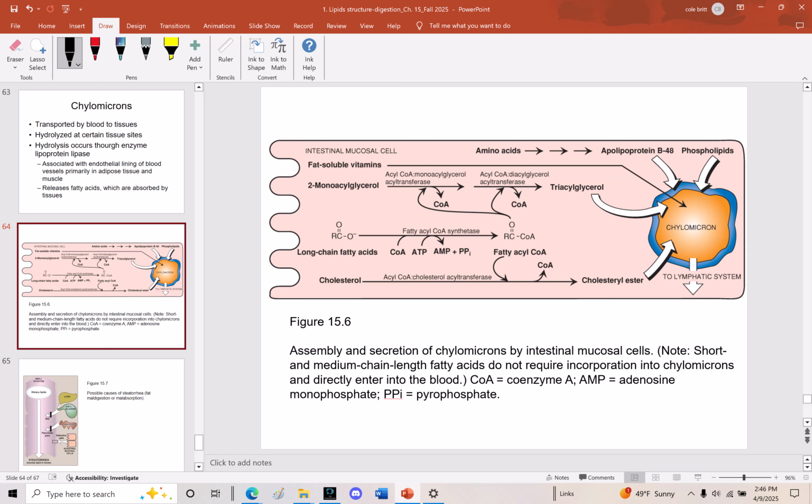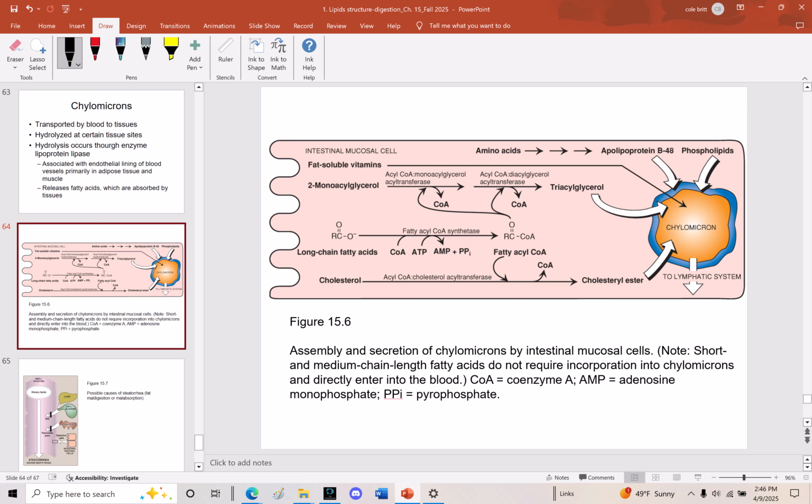And again, short and medium chain fatty acids do not require incorporation into chylomicrons. They can enter the blood directly on their own. And attached to what? How do short and medium chain fatty acids travel in the blood? Attached to what? Albumin. You guys are going to so ace my test. Okay.